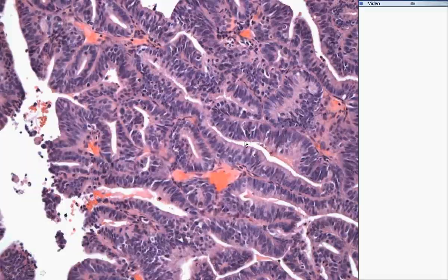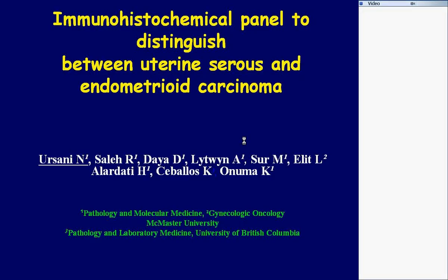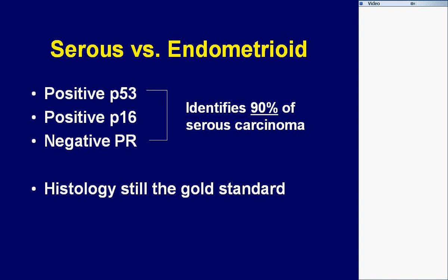But obviously, when in doubt, you can do some immunohistochemical staining. We looked at this study with Dr. Osani, who is right now in Oakville, and the senior author is Dr. Onuma, to see if we can use immunohistochemical markers to distinguish between serous and endometrioid carcinoma. We presented this a couple of years ago at the USCAP meeting, and I think Dr. Onuma is in the process of writing the manuscript now.